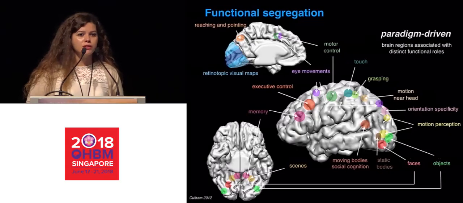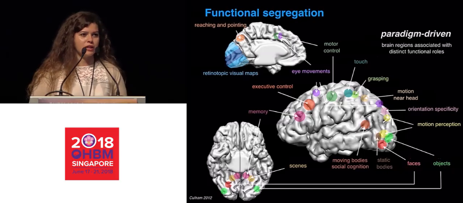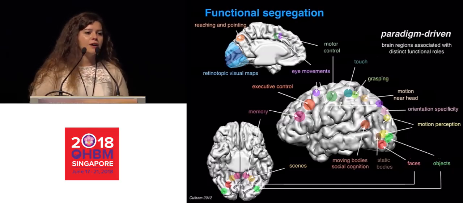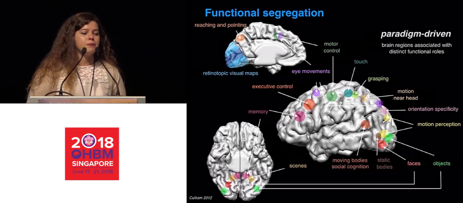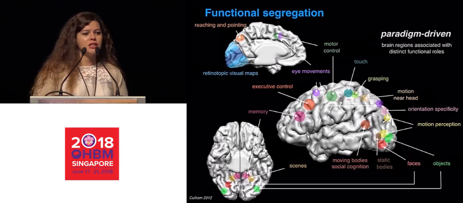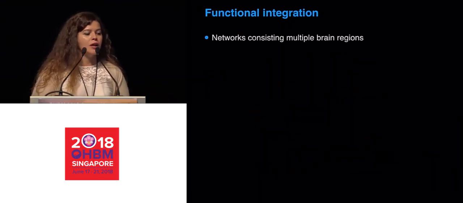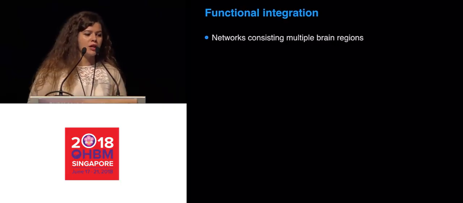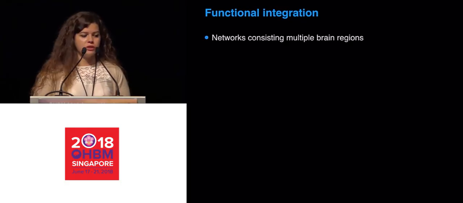The conventional fMRI experiments relied heavily on the functional segregation idea, where distinct brain regions were associated with specific functional roles. With the introduction of mostly resting-state fMRI, we started developing newer tools, and we have the functional integration idea, where we have networks that consist of multiple brain regions.